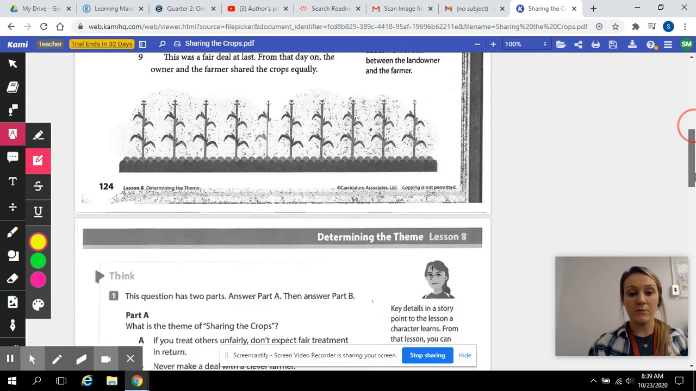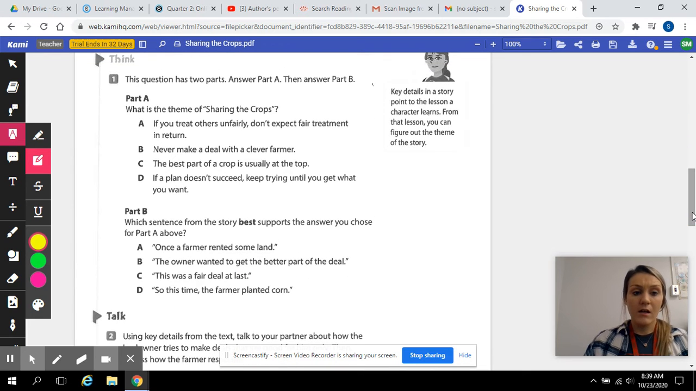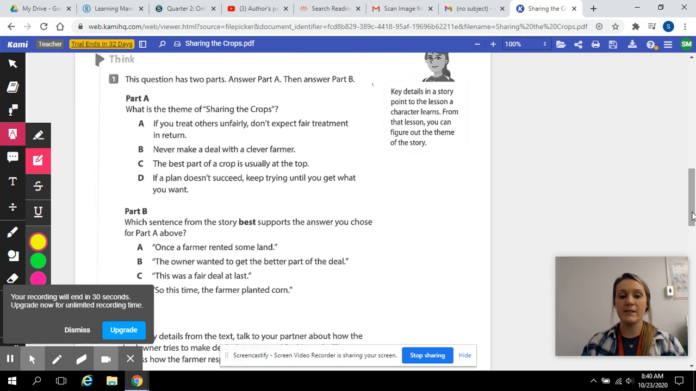Okay, so this question has two parts, answer part A and then answer part B. I am just going to read the two questions to you and the answer choices, and I would like you to answer them. Okay, part A, what is the theme of Sharing the Crops? A, if you treat others unfairly, don't expect fair treatment in return. B, never make a deal with a clever farmer. C, the best part of a crop is usually at the top. Or D, if a plan doesn't succeed, keep trying until you get what you want.